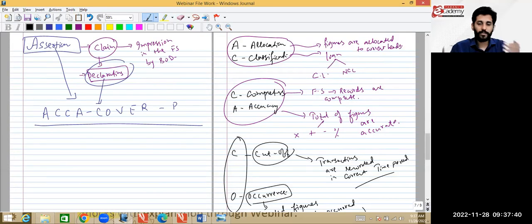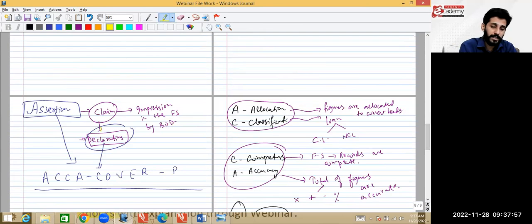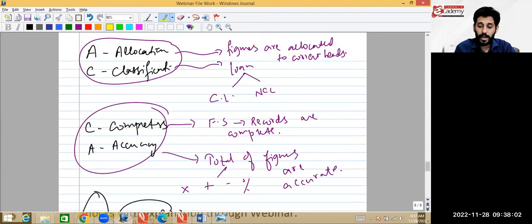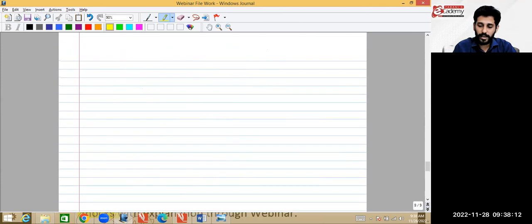Okay. Now A for allocation and classification, AC, C for completeness and accuracy, C for cutoff. Cutoff means transactions are recorded in the correct time period. Occurrence means recorded figures genuinely occurred, which is not fake. These are actually the claims by the management. And you are here to believe all these claims? Absolutely not. You are here to verify these claims which are being made by the management, right? So here you go for the occurrence. Now, C and O. And now there is the V.